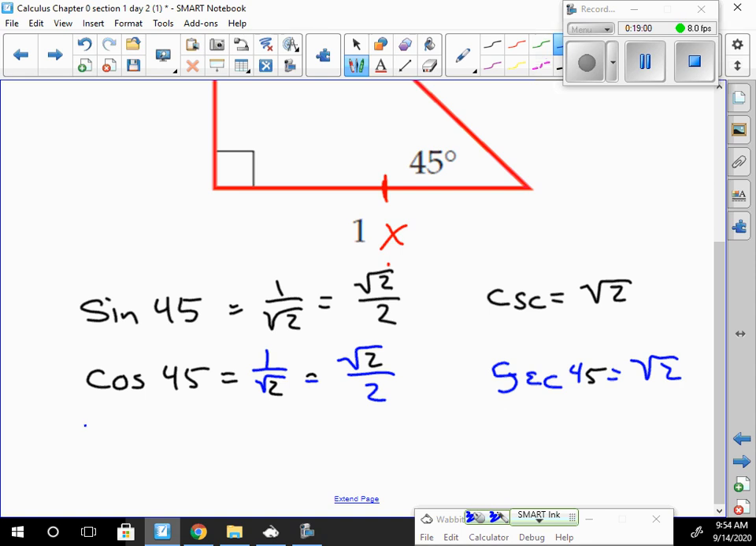Moving on to tangent. Tangent of 45 is the opposite over adjacent. So it's going to be 1 over 1, which is 1. That makes the cotangent also 1.